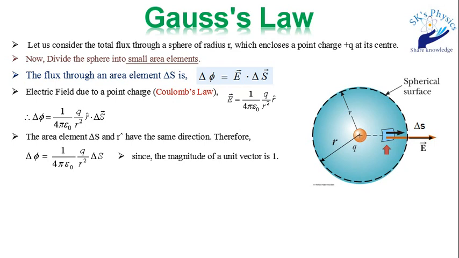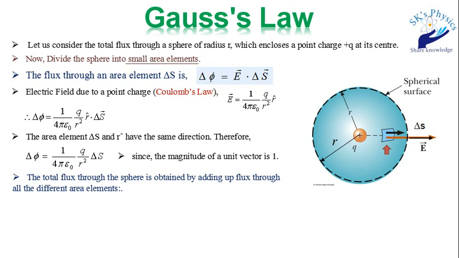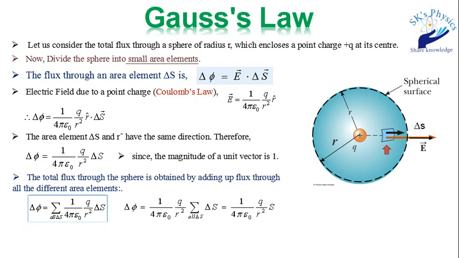Since the magnitude of unit vector r cap is 1, the total flux through the sphere is obtained by adding up flux through all the different area elements. Therefore, phi is equal to sigma over all delta S of 1 upon 4 pi epsilon 0 q by r square into delta S. Here 1 upon 4 pi epsilon 0 q by r square is constant. So, sigma over all delta S is equal to S, the total area of the sphere, S equal to 4 pi r square.